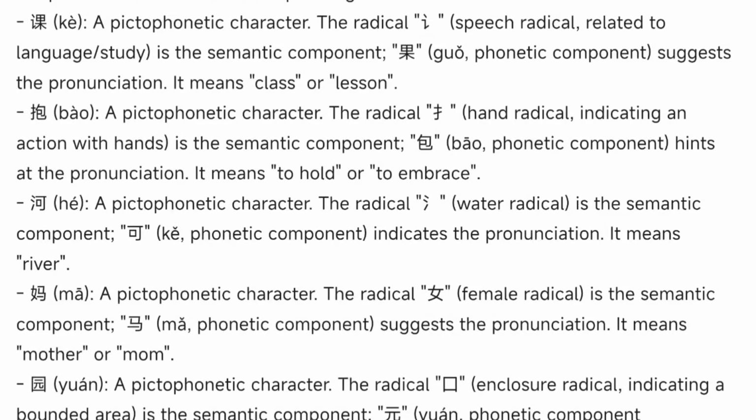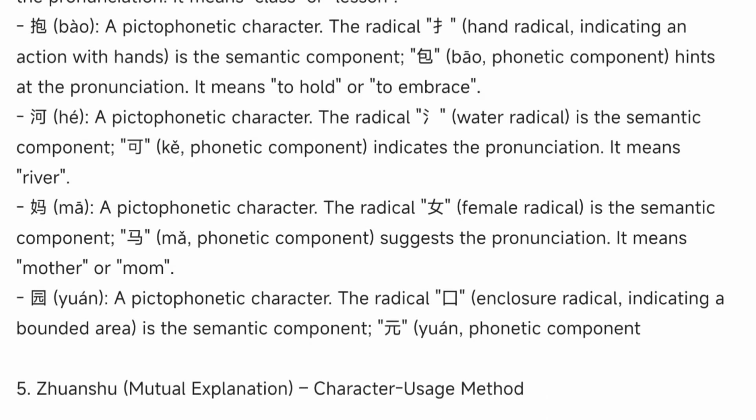河, a pictophonetic character, the water radical is the semantic component as we mentioned above. 可, phonetic component, indicates the pronunciation. It means river. 妈, the radical 女, female radical, is the semantic component. 马 suggests the pronunciation. It means mother or mom.